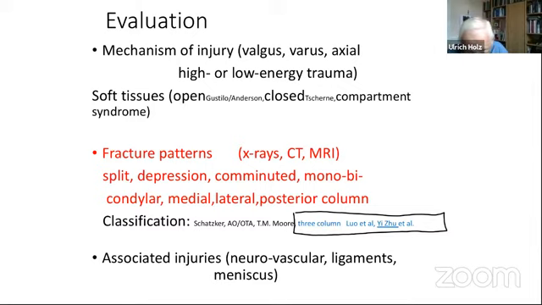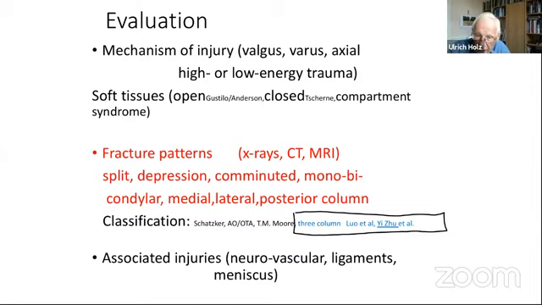And then we can differentiate between split, depression, comminuted, mono-, bicondylar, medial, lateral, and posterior column injuries. The classification of Joe Schatzker from the late 70s was more or less a two-dimensional observation of the injury. The same was true with T.M. Moore, but he had a connection between fracture and ligament injuries and meniscal injuries.